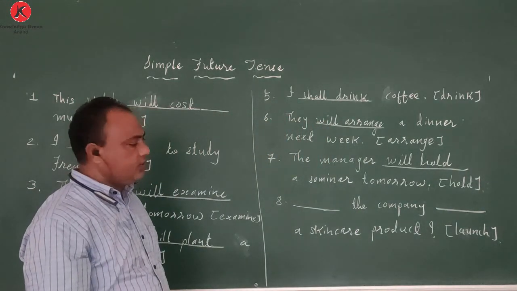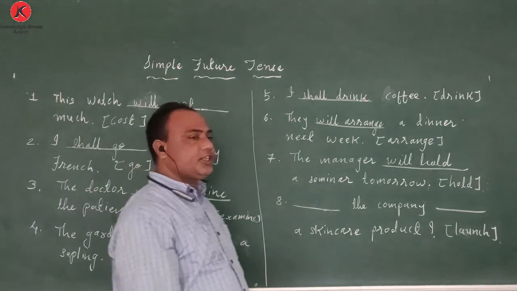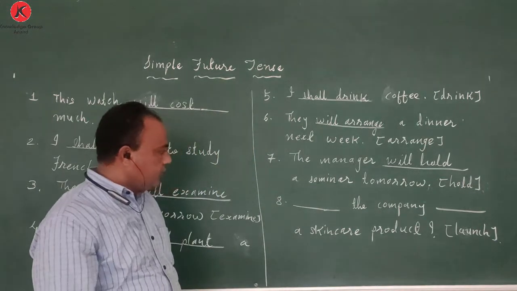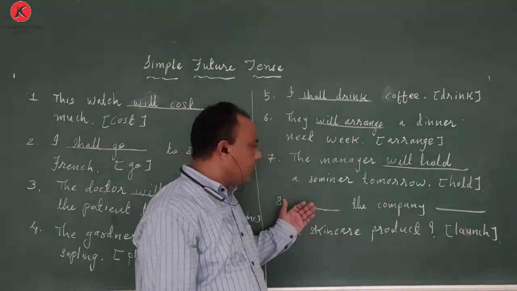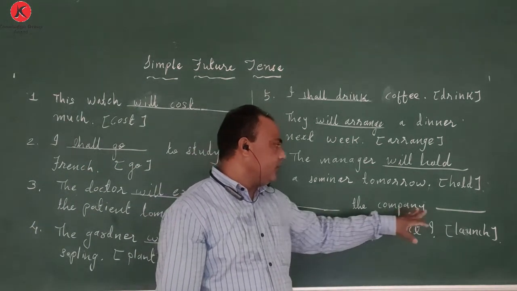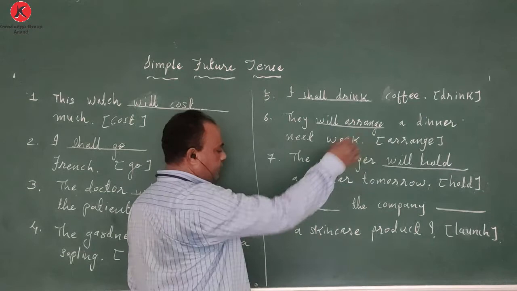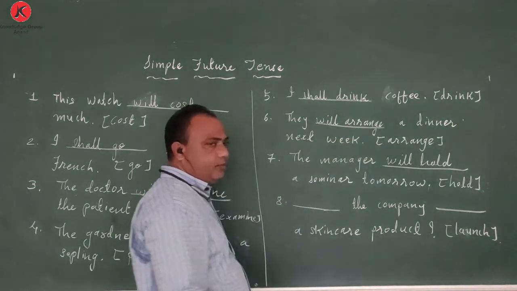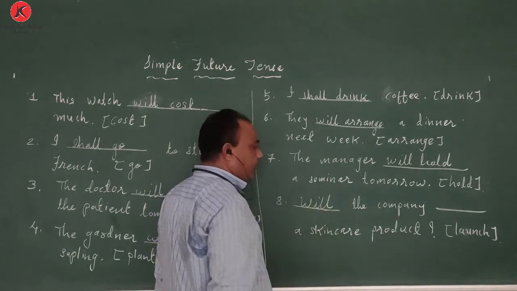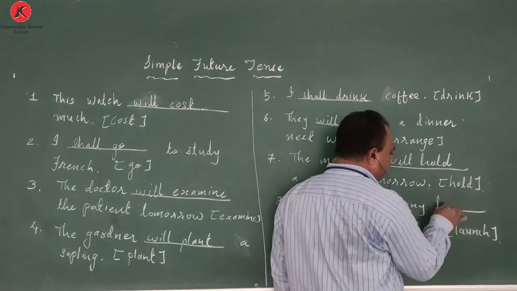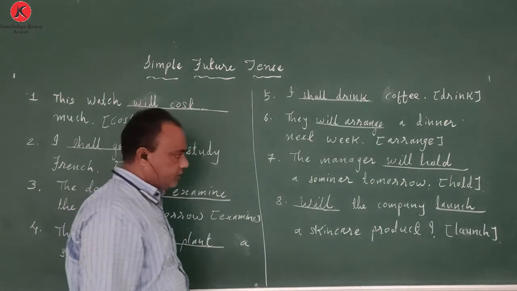Then the last one: the company dash a skincare product. Launch is the verb given to us. So here, since it is a question, the helping verb will come in front and the second, original verb will go behind. The company is not I or we. So with this, we will use will: will the company launch a skincare product?